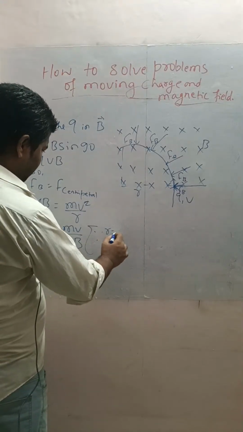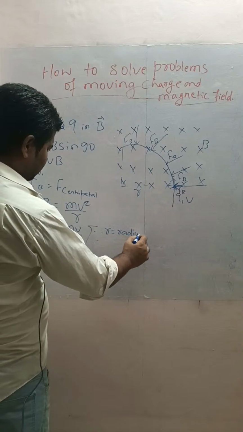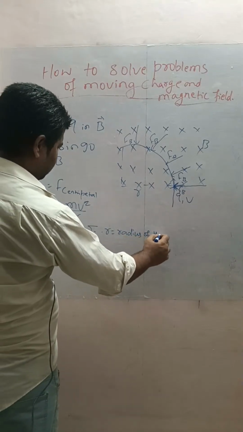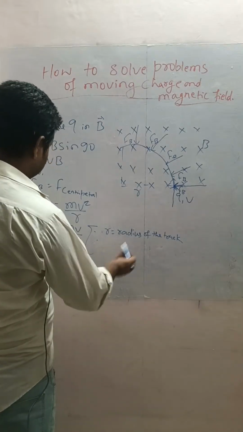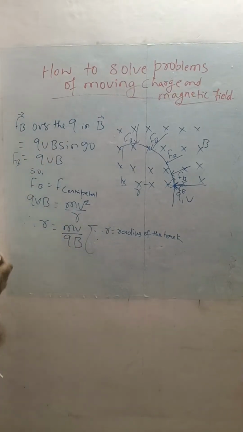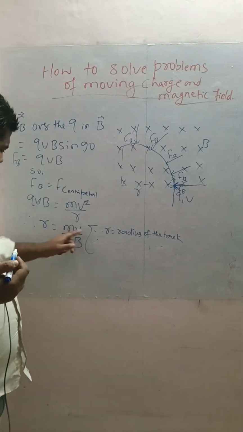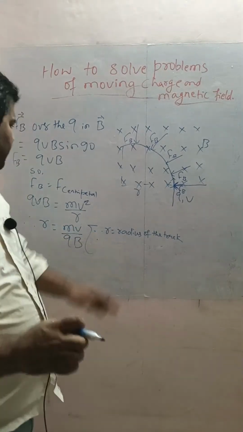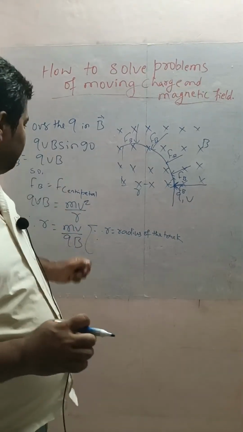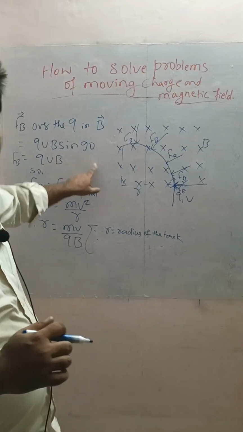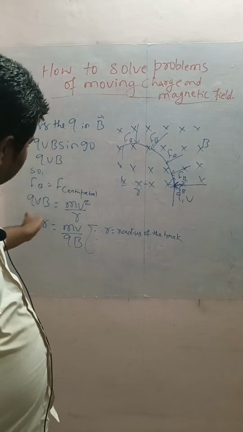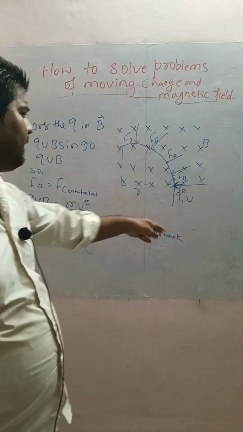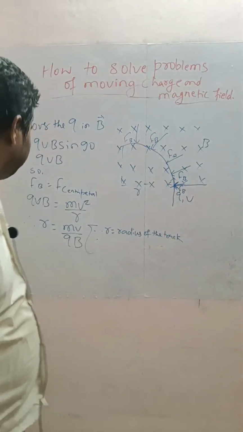Here r is the radius of the track, v is the speed, q the charge, B everything you know. r equals mv by qB. This is a very straightforward concept. The easier problem based upon magnetic force will be like this: you have to find the radius of a track when a charge is entering a magnetic field.